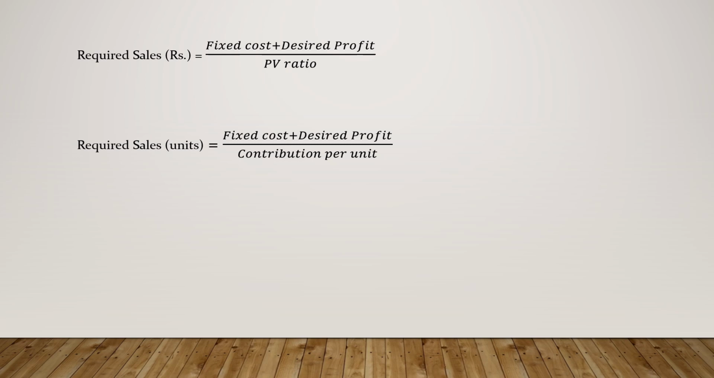The formula for required sales will be fixed cost plus desired profit divided by PV ratio, that is, profit volume ratio. If you go by this formula, you will get the required sales in rupees. And if you want the answer in units, your calculation will be fixed cost plus desired profit divided by contribution per unit. This will give you the answer in units.